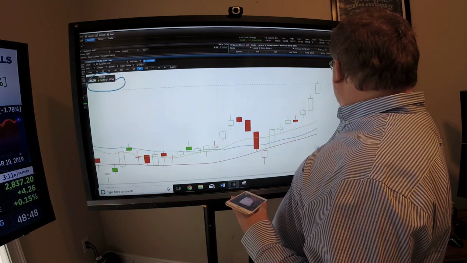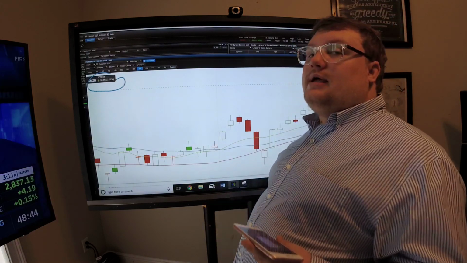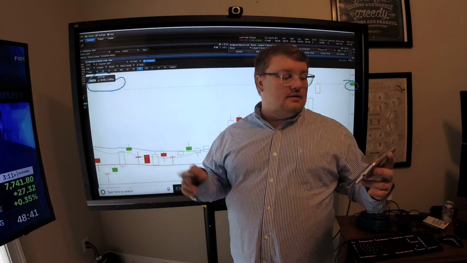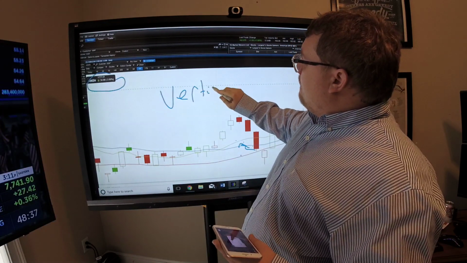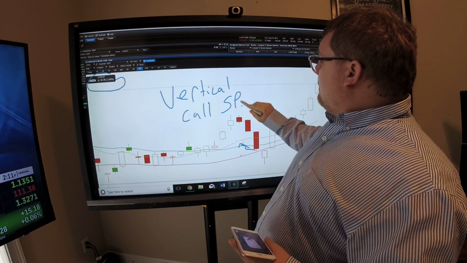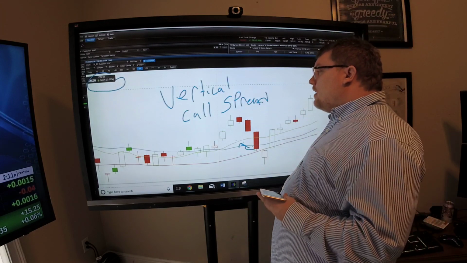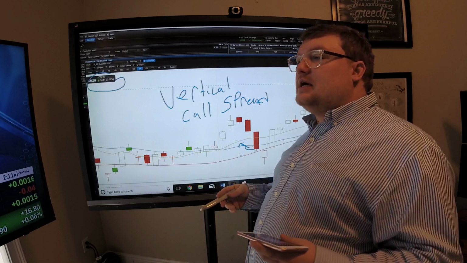So it's nice. Amazon is now $1,777 a share, still in breakout momentum. If you're not in this yet, I really like the vertical call spread for this, for this week's expiration or next week's expiration.